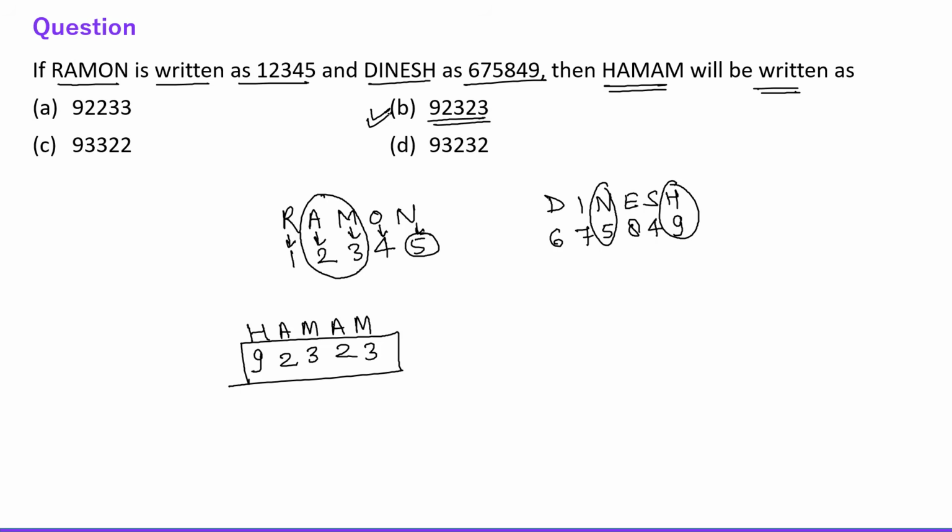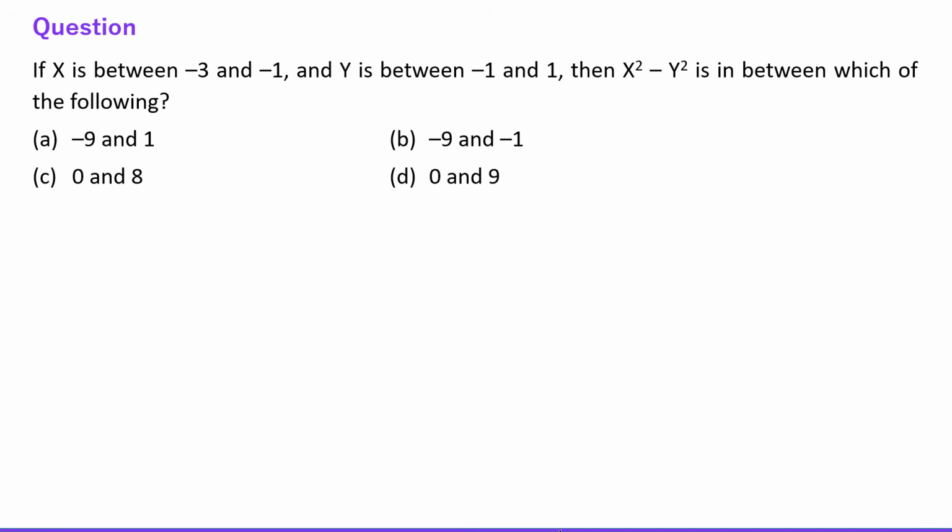Alright, now let's move to the other question. Next question is, if x is between -3 and -1 and y is between -1 and 1, then x square minus y square is in between which of the following? Here x is lying between -3 and -1. So x is greater than -3 and less than -1. And y is greater than -1 and less than +1.